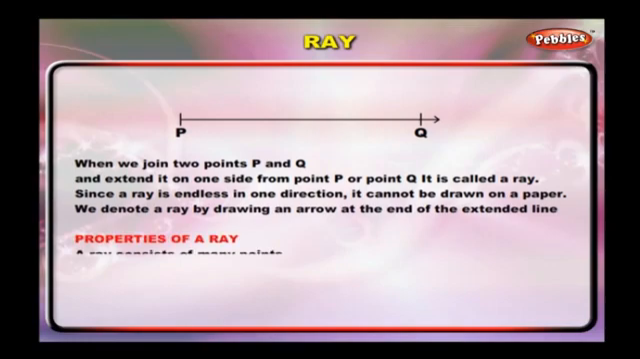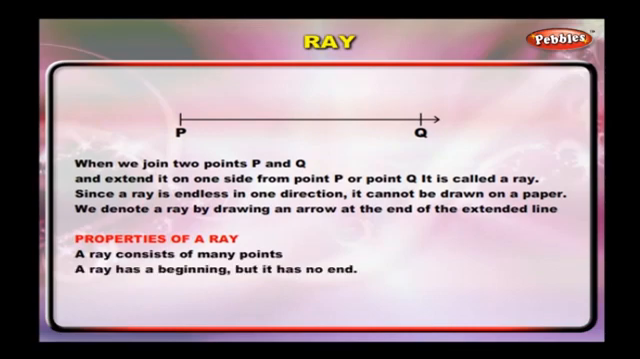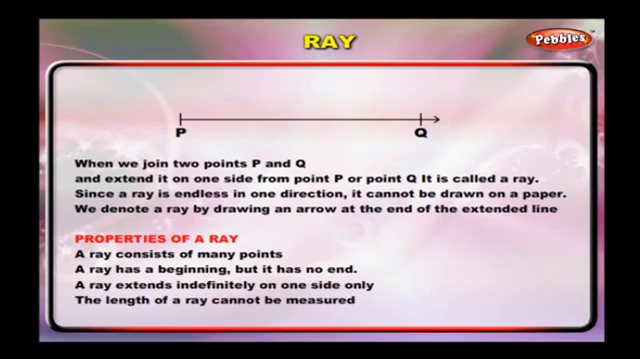Properties of a ray. A ray consists of many points. A ray has a beginning, but it has no end. A ray extends indefinitely on one side only. The length of a ray cannot be measured.